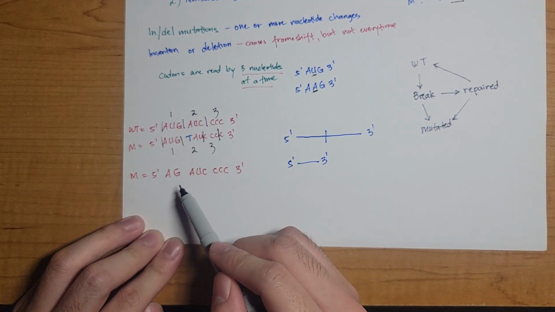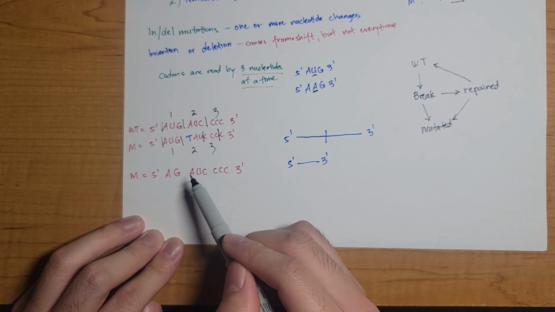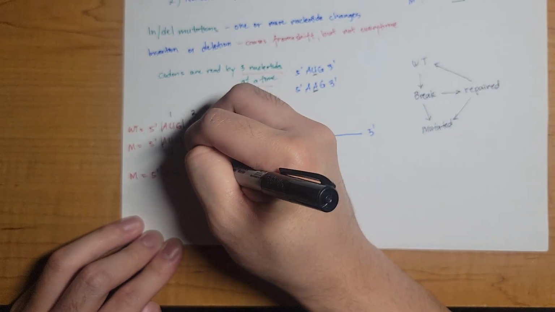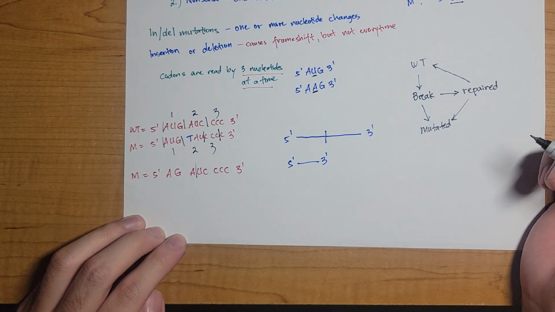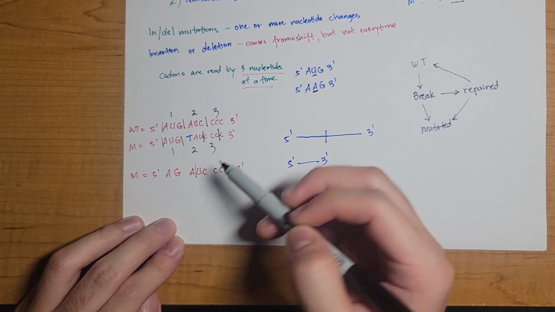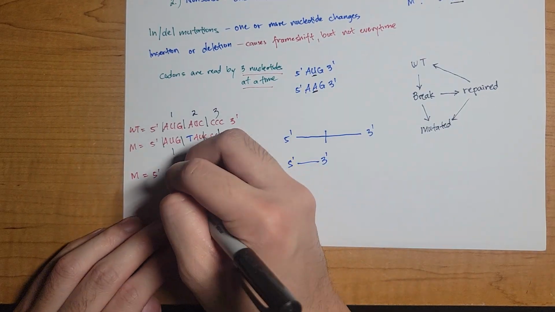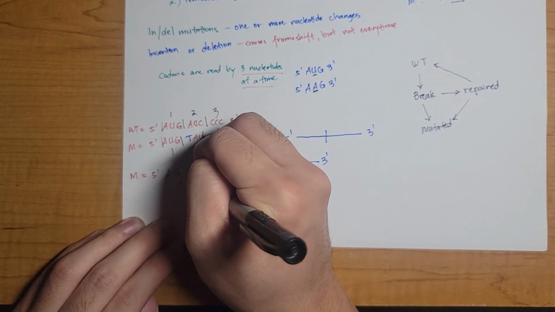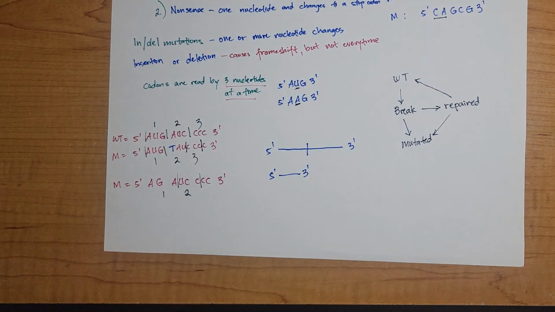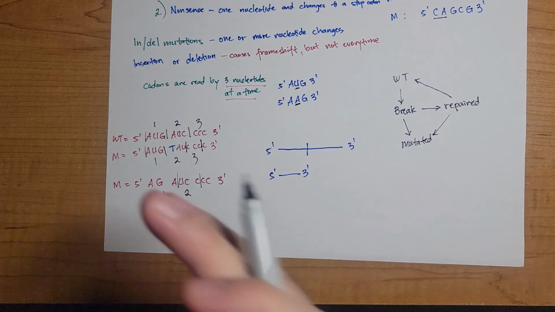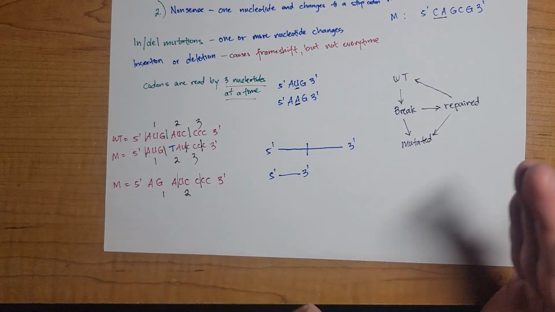So what happened is that I have A, G, and then the third one is A. So that will be my first codon. 1, 2, 3, second codon. So this is what it means by shifting the frame of how you read the codons.